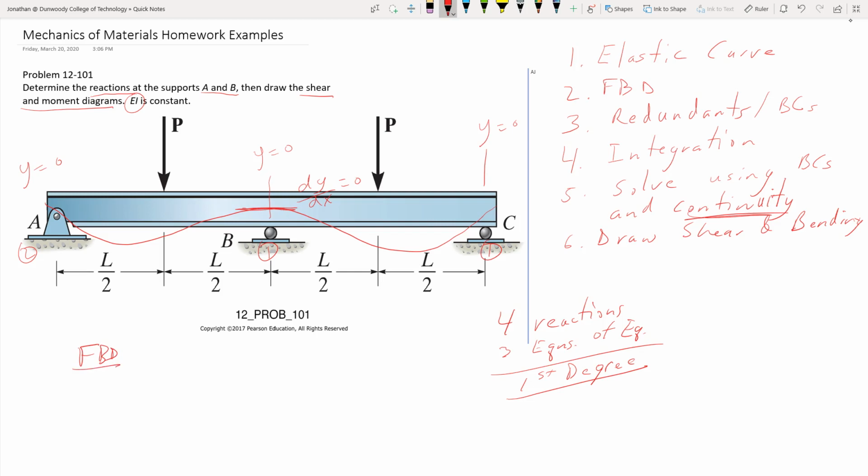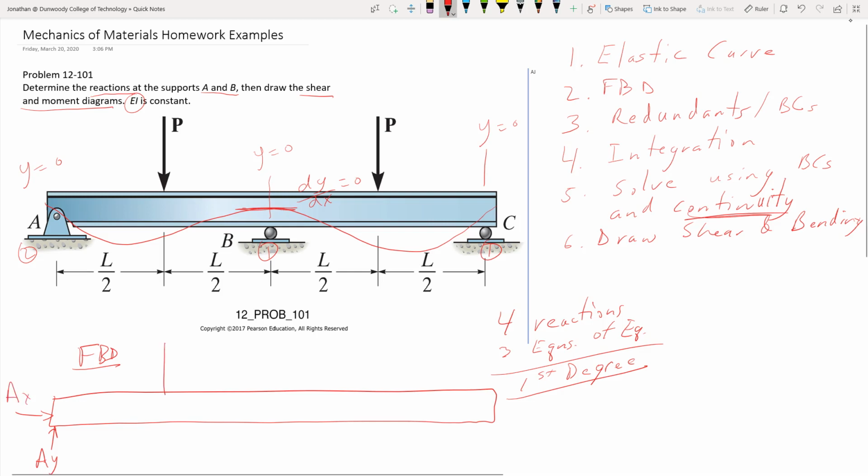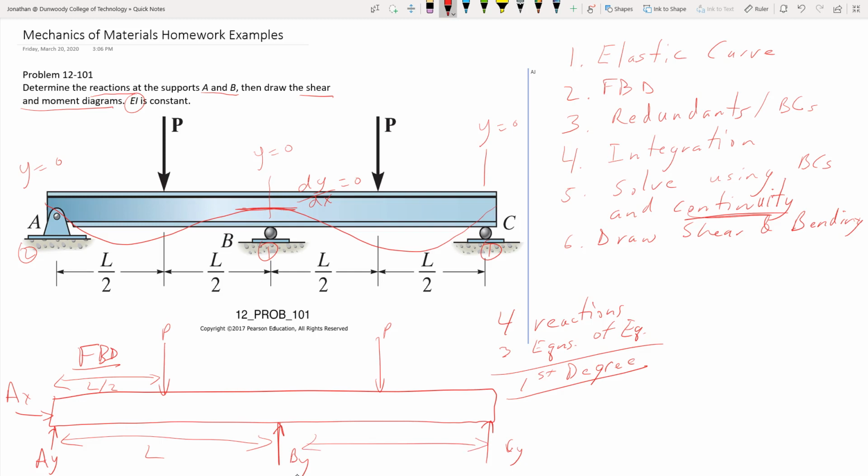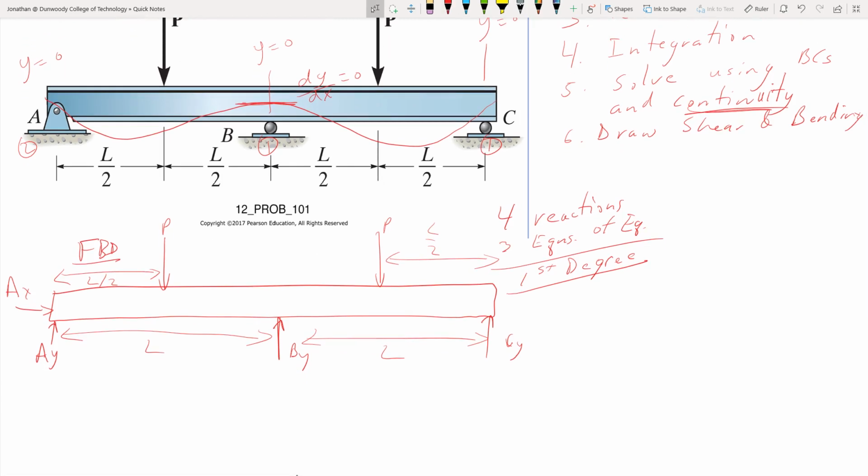So I'm going to try to keep this right below the other one. So we're going to have AY, AX, P here, BY there, P here, CY over here. And these are all L over 2 away from each other. This is L, L, L over 2. Alright, so there we go. We've got that.